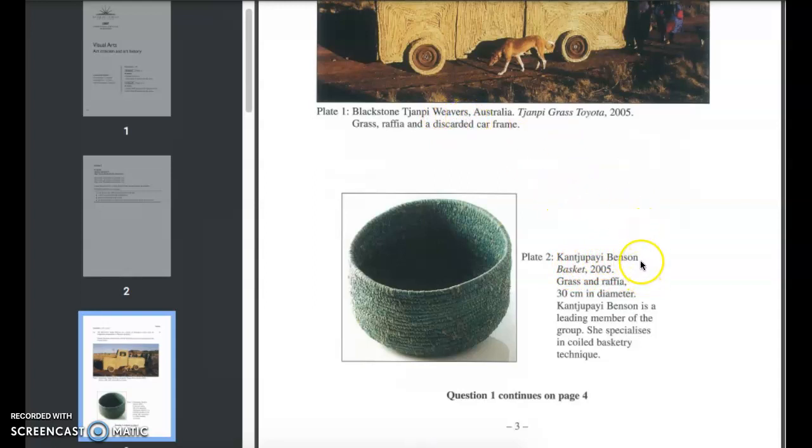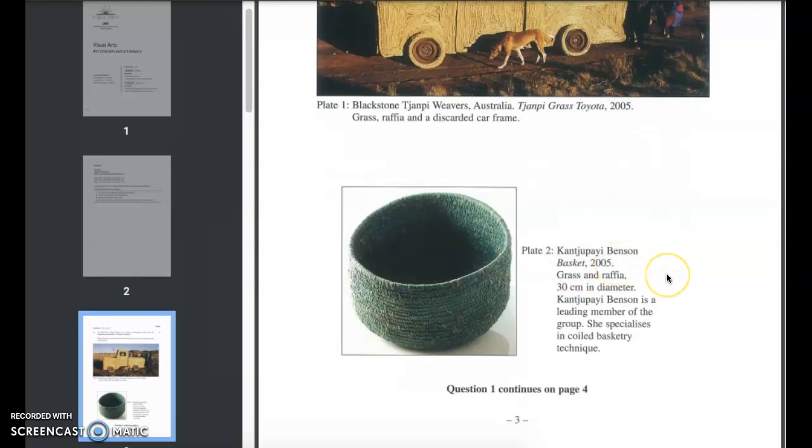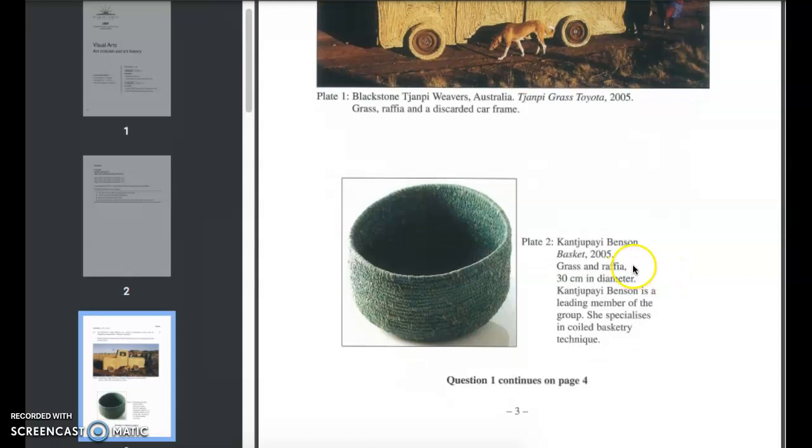The other plate here, this is the artist, because the artist always comes first. This is the specific artist who we can assume is part of the weaving group. The title, always in italics, is called Basket, made in 2005. It is made out of grass and raffia and 30 centimeters in diameter. And then it's given you a little bit more information on the group. Benson is a leading member of the group. She specializes in coiled basketry technique.